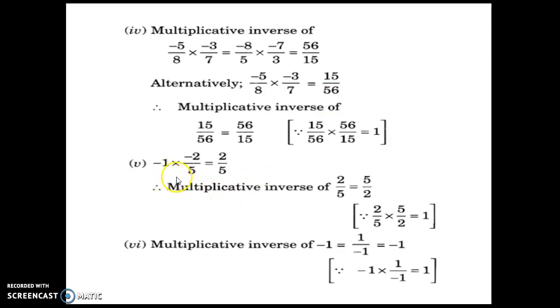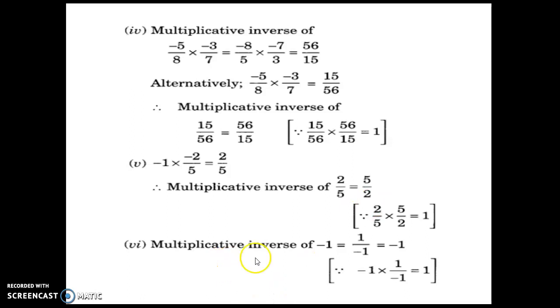Minus 1 into minus 2 by 5. First let's multiply whatever is given in the question. So minus 1 into minus 2 you will get 2 by 5. Then putting an inverse, the numerator will go to the denominator and the denominator will go to the numerator. So you will get 5 by 2. That's the multiplicative inverse.